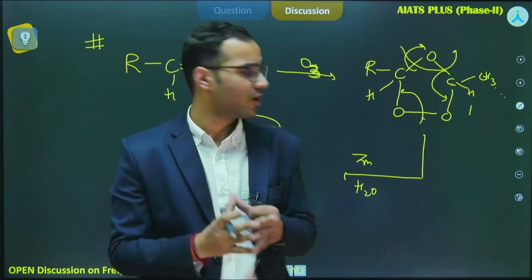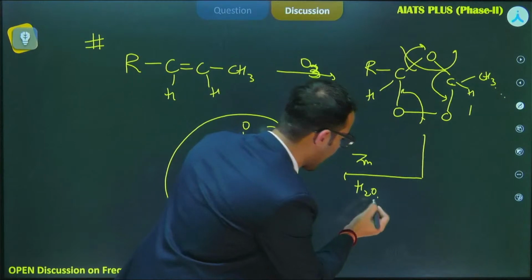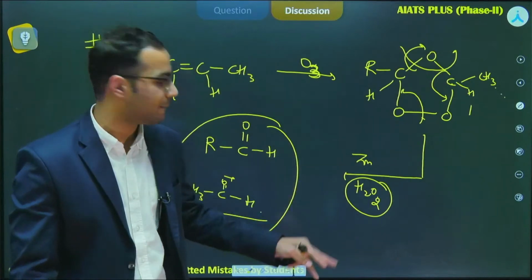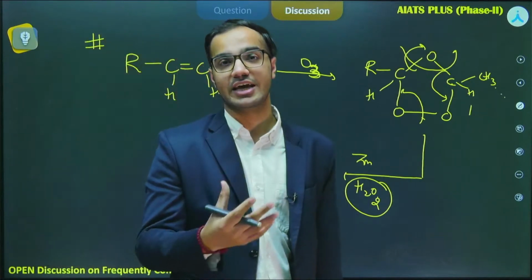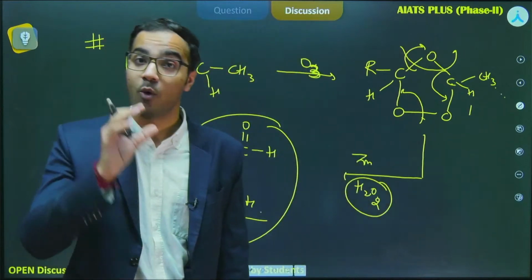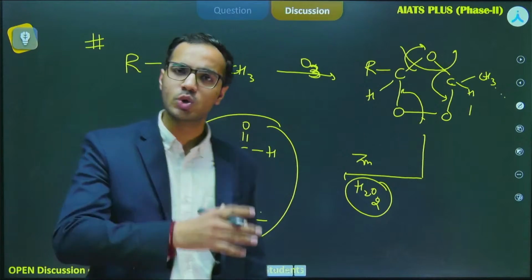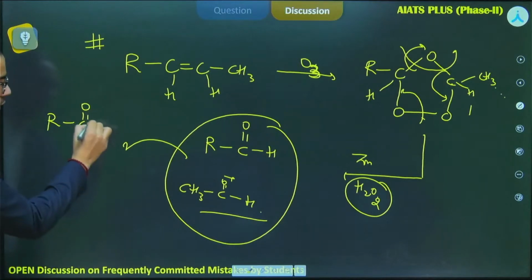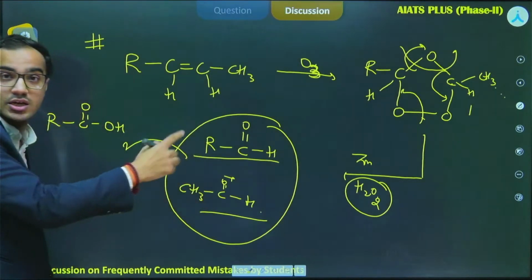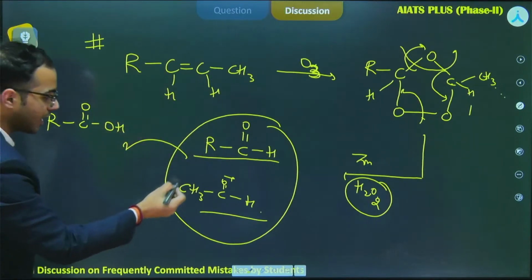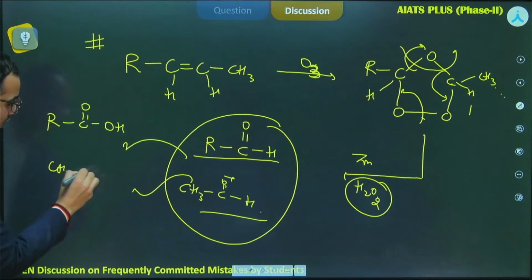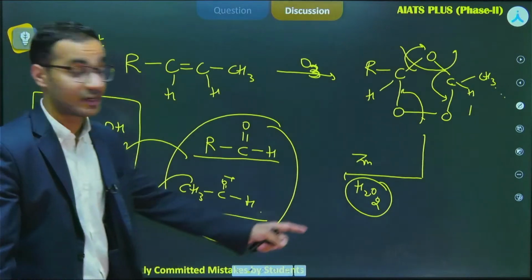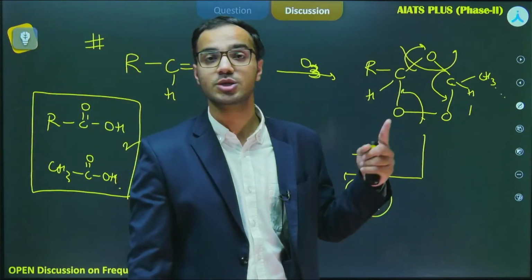What will be the case if I carry out this with H2O2 instead of H2O? What will happen? It will act like an oxidizing agent. It will oxidize the already present aldehyde in the solution to the carboxylic acid, yielding R, C double bond O, OH, the aldehyde getting converted into the carboxylic acid, and also CH3, C double bond O, OH. These are the final products when you are taking H2O2 instead of water.